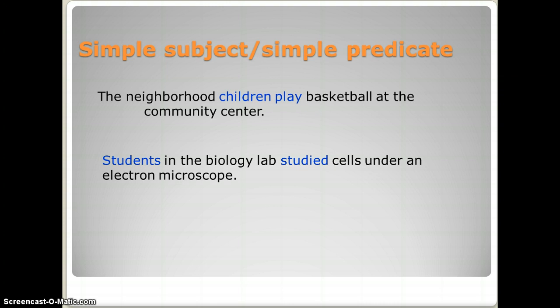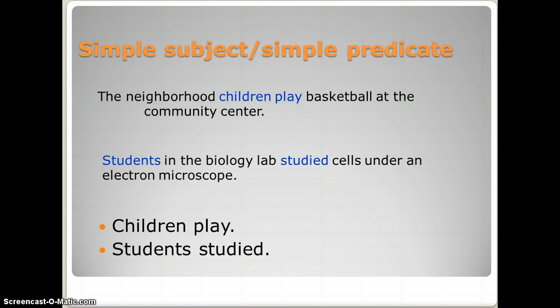Now this could be confusing. If you were to look at the subject, you may think that biology lab is your subject. But did the lab study? No. Who or what studied? The students studied. So again, in the first sentence, you could have a sentence that said children play. It's not very detailed, but it's still a sentence. You've got a subject and a predicate. In the second sentence, students studied. Again, you wouldn't say lab studied, so you need to think about what is being discussed in the subject.